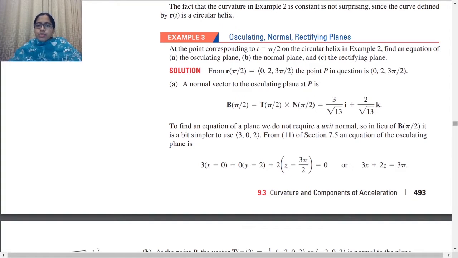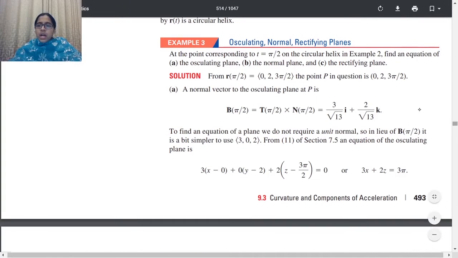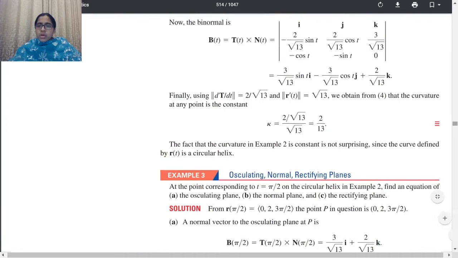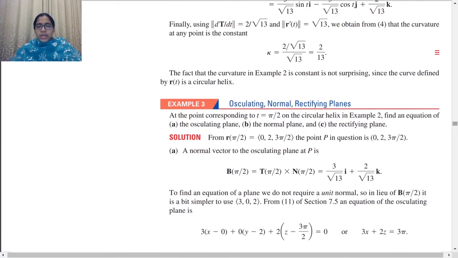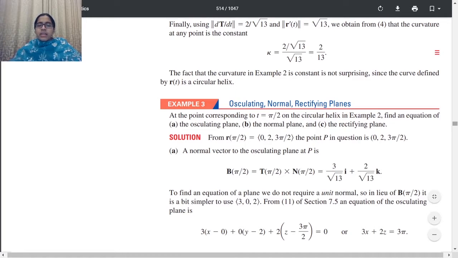So first of all, using r(t) equal to 2 cos t i plus 2 sin t j plus 3t k, we are going to find what is r(pi by 2). What will be r(pi by 2)? Just substituting the value t equal to pi by 2, you will get r(pi by 2) is none other than the vector (0, 2, 3 pi by 2), or 0i plus 2j plus 3 pi by 2 k. So the point P is (0, 2, 3 pi by 2).